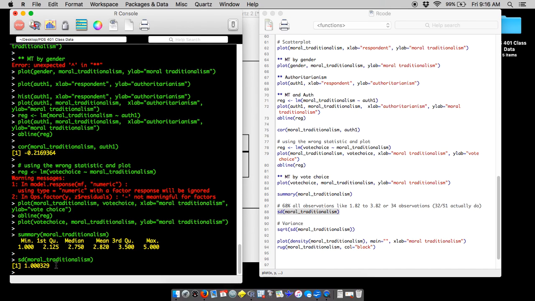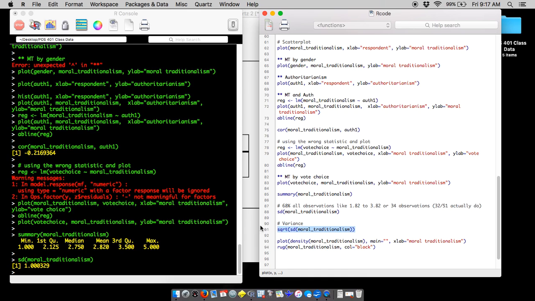And we know from probability theory, which we're going to learn about, that a standard deviation means that roughly 68% of all observations in the data fall between this range, 1.82 to 3.82. So that would suggest, if we have 51 observations in this data, that 34 of the observations should fall between 1.82 and 3.82. I've looked at the data, and 32 of 51 actually do. So it's not exactly right, but it's in the ballpark. Most people responded within this range, or at least 68% of the sample did.